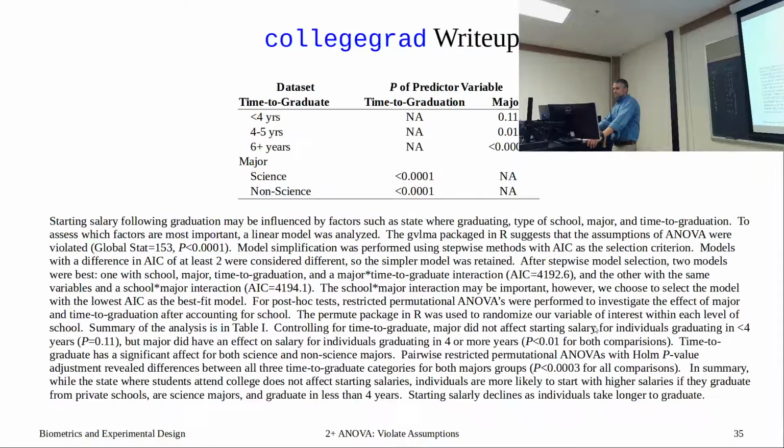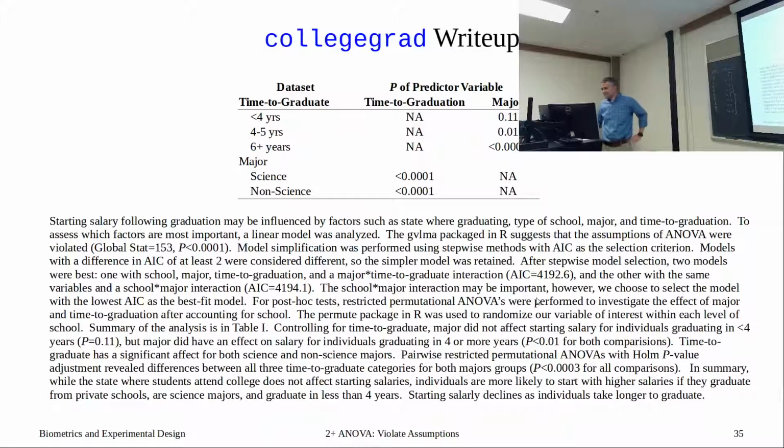Where in there would you have put the permutations? Post hoc test, restricted permutational ANOVAs, and then probably in parentheses 10,000 iterations were performed to investigate. Okay. And then, yeah, probably again here, pairwise restricted permutational ANOVAs, 10,000 iterations. Probably right.